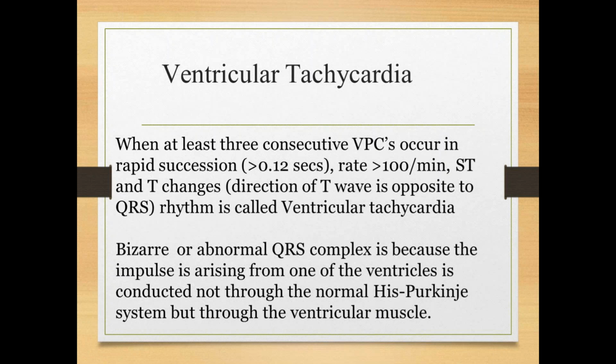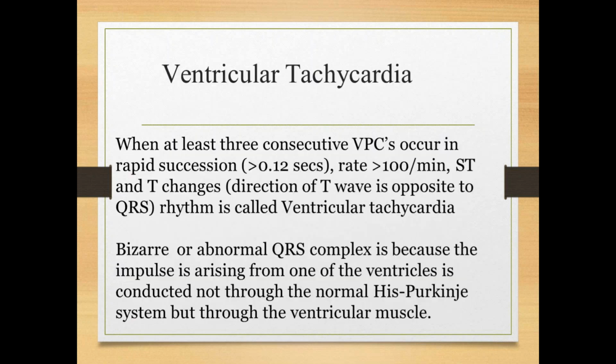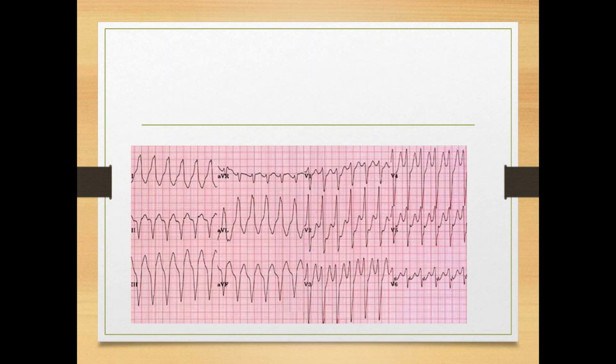There will be tachycardia, the rate will be more than 100. There can be ST T wave changes in rapid succession of more than 0.3 small boxes. This is the wide QRS complexes. You can see the bizarre and abnormal wide QRS complexes. So this is an ECG depicting ventricular tachycardia.